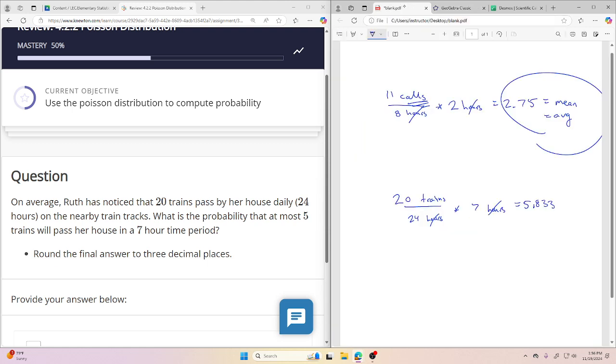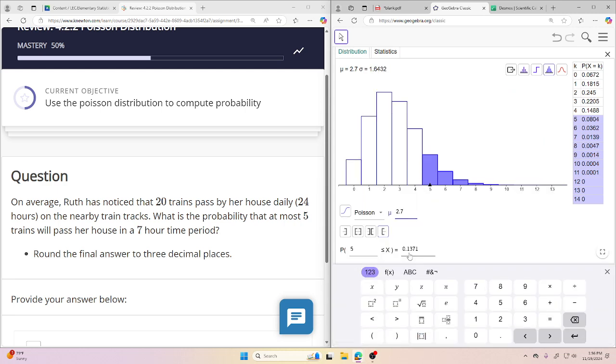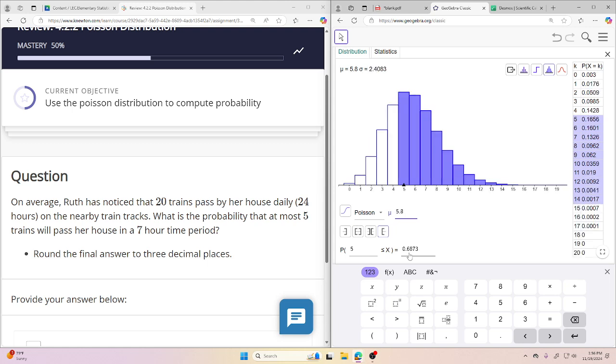5.83. And so again, this is trains. So now I got trains. I'm going to compare it with trains right there. At most 5 trains. Trains with trains. Here we go. So there's my average. What was it again? 5.83. Close enough, right? And so it says at most 5.